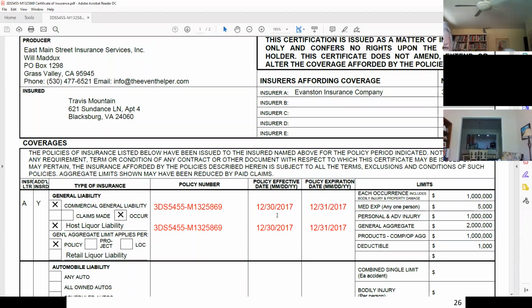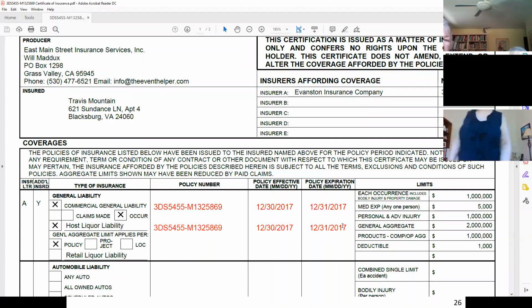So the policy effective date was for 24 hours. So it was December 30th, 2017 through December 31st, 2017. So I needed a policy just for a single day. I didn't need a policy for an extended period of time. Some other things that I'm looking at in the left column where it says type of insurance, there was host liquor liability. So I was at a venue and the venue was the one who had the liquor liability. I also have some aggregate limits. So that's the maximum amount that the policy would pay out.